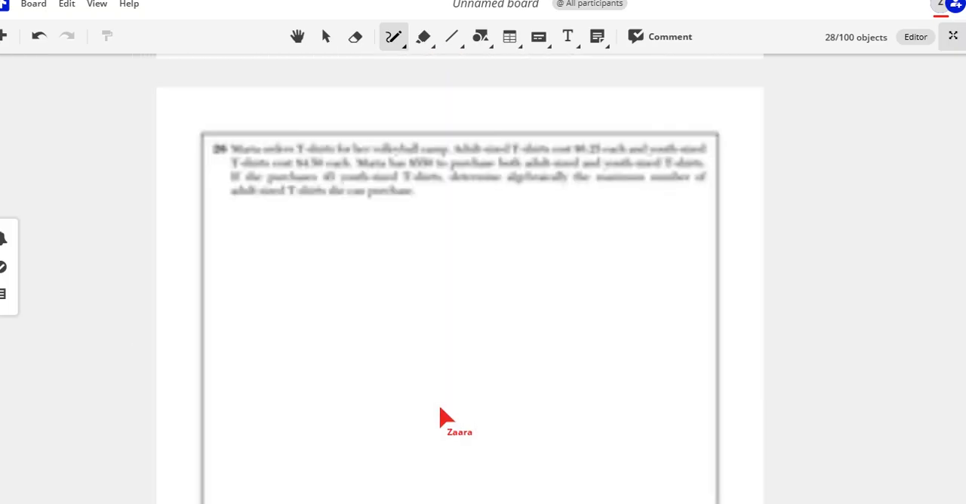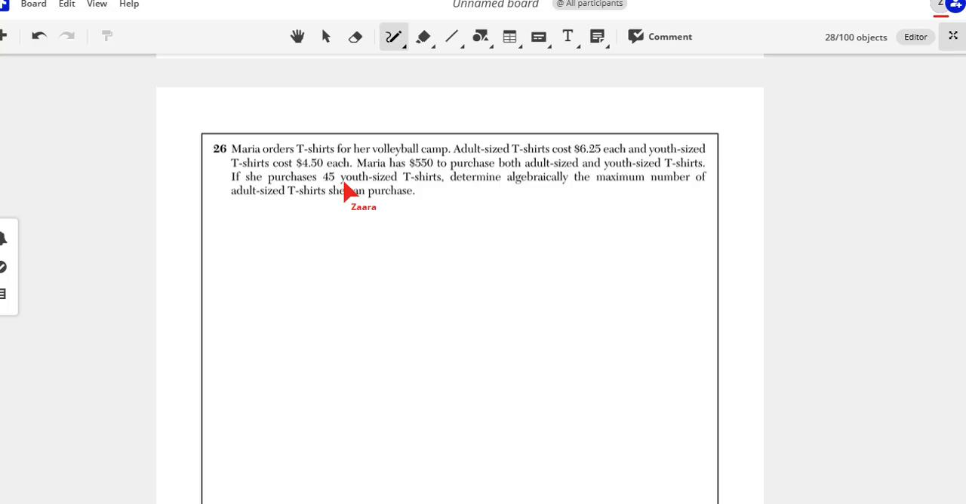So 26. Maria orders t-shirts for her volleyball camp. Adult size t-shirts cost $6.25 each, and youth size t-shirts cost $4.50 each. Maria has $550 to purchase both adult size and youth size t-shirts. If she purchases 45 youth t-shirts, determine algebraically the maximum number of adult size t-shirts she can purchase.